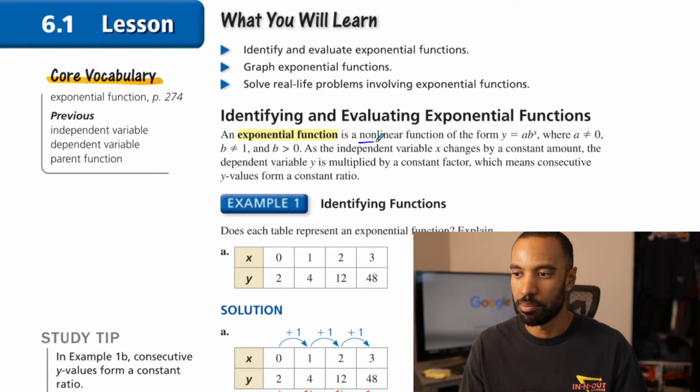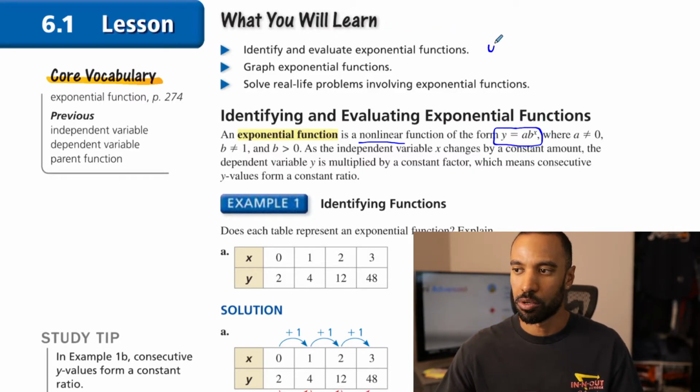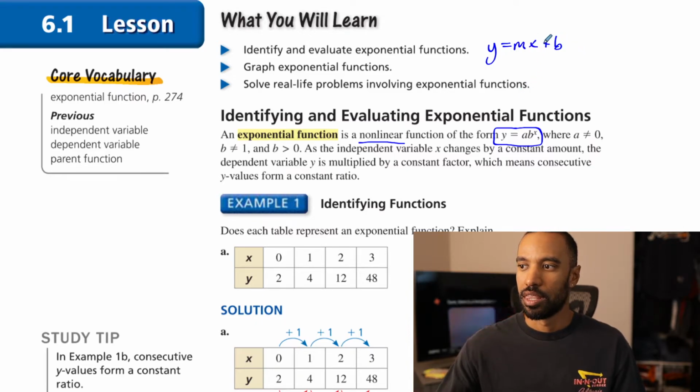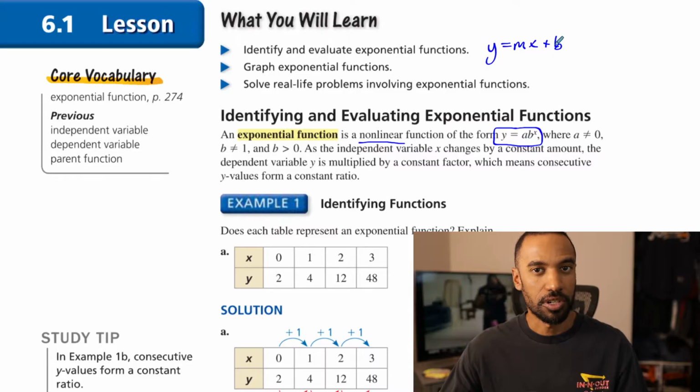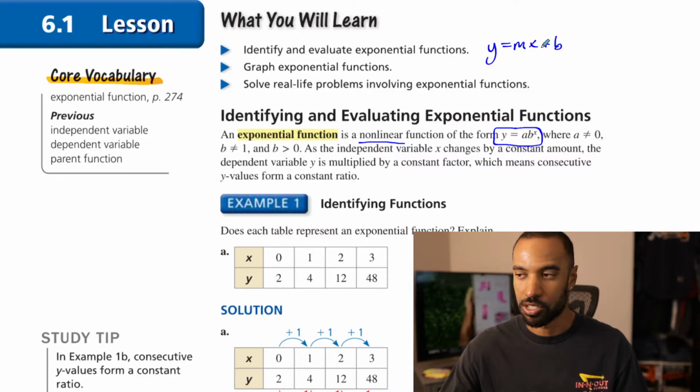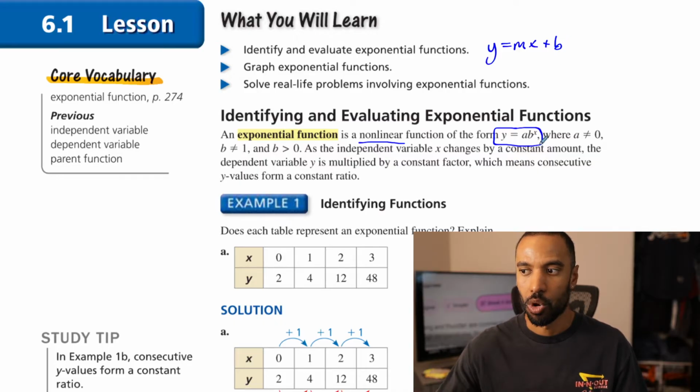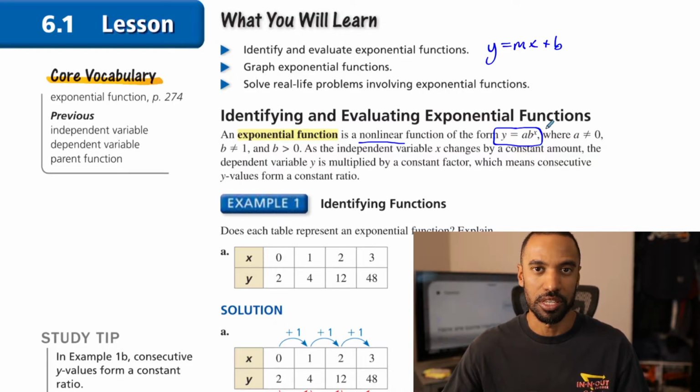It's a non-linear function of the form y equals ab to the x. Okay, y equals ab to the x. Now, we've seen y equals mx plus b. Let's differentiate these right now. This one has something added to it after as a constant value that is not affected by the x, meaning if x is 0, this still exists. We're going to talk about what happens when x equals 0 in these situations, of course.